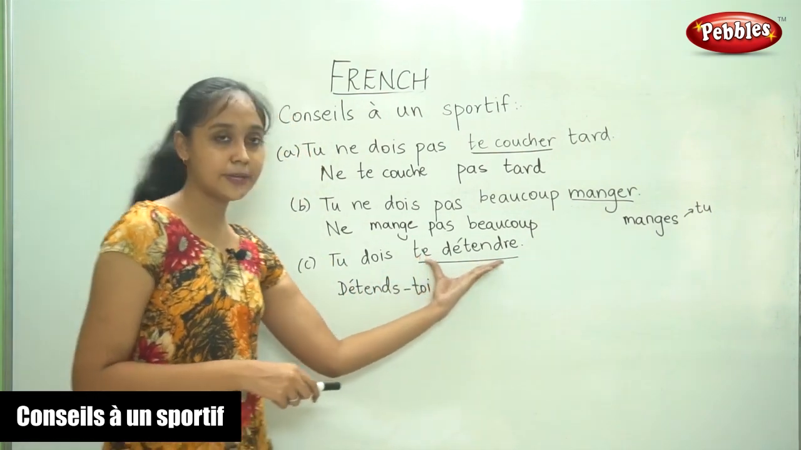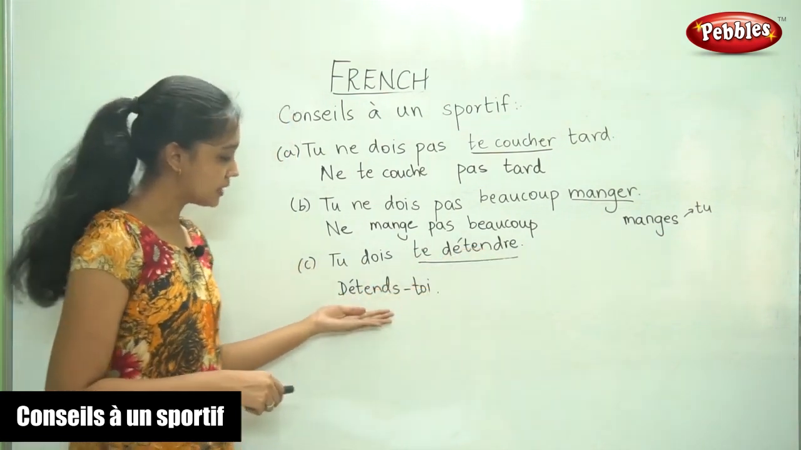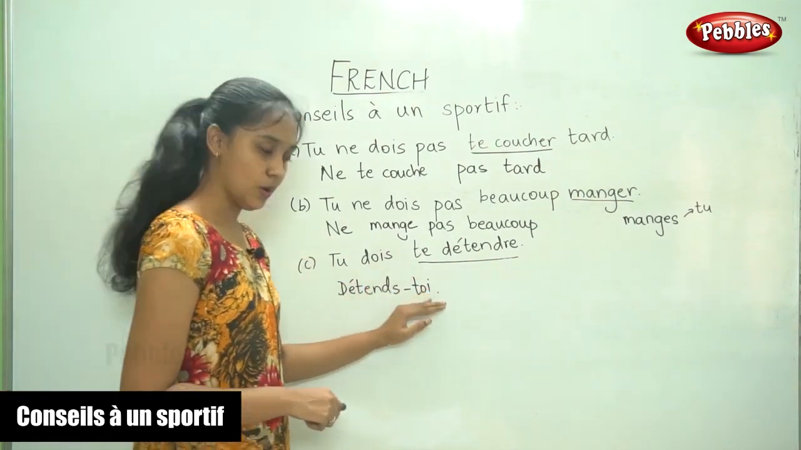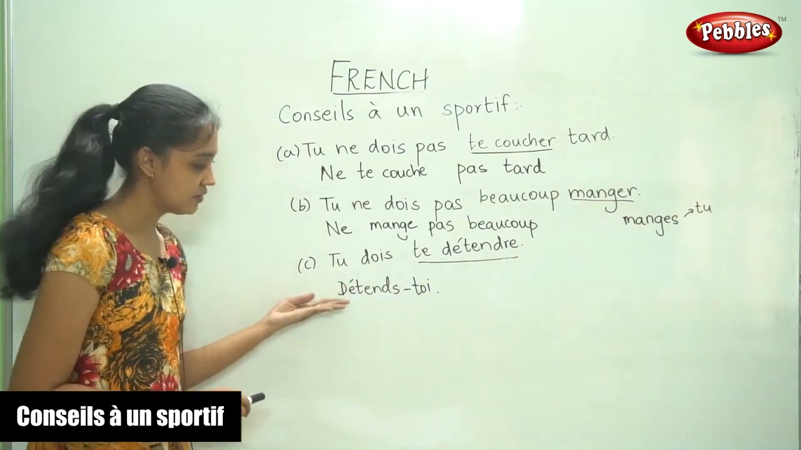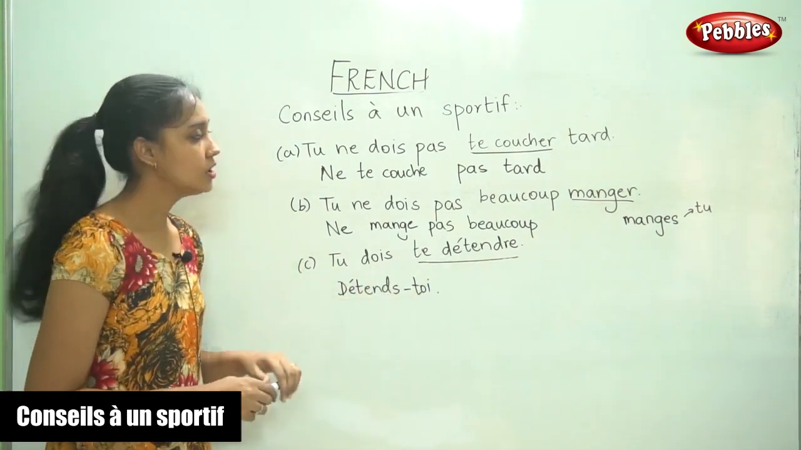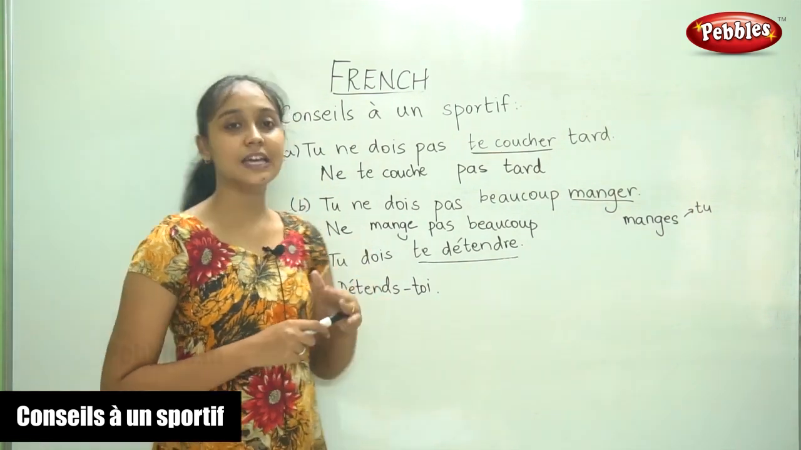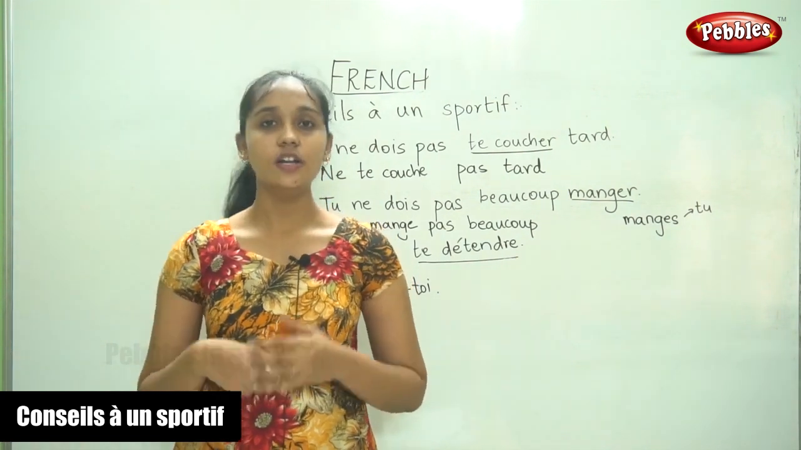And the last sentence, tu dois te détendre. Now, the verb here is again reflexive. So, détendre becomes détendre for tu, détendre-toi. Because it is reflexive and the sentence is positive, we get détendre-toi. So, this is how you give instructions. You use the imperative form to give instructions, that is either an order or a command.